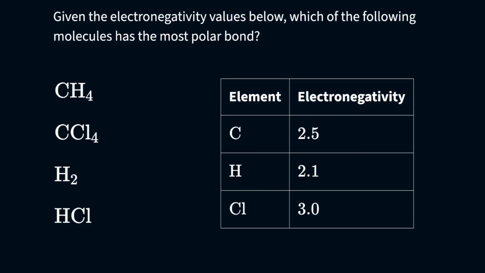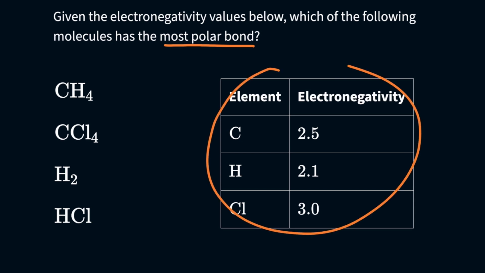Given the electronegativity values below, which of the following molecules has the most polar bond? And then we have a multiple choice here. Would it be methane, CH4? Would it be carbon tetrachloride, CCl₄? Would it be just hydrogen gas, H2? Or, I guess, hydrochloric acid, HCl?